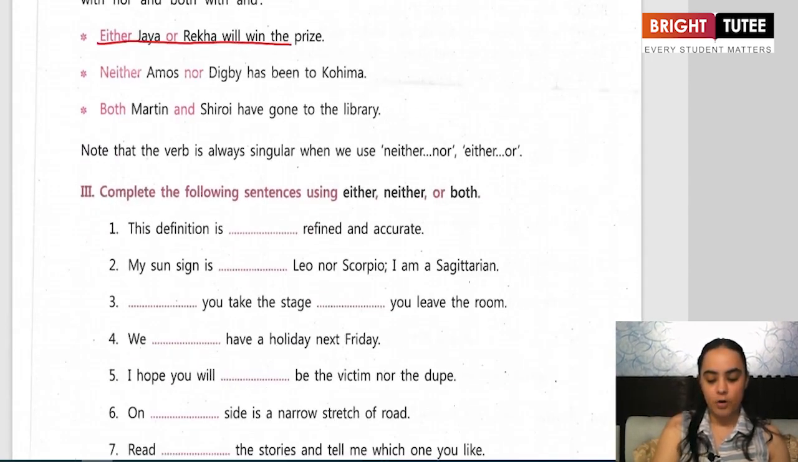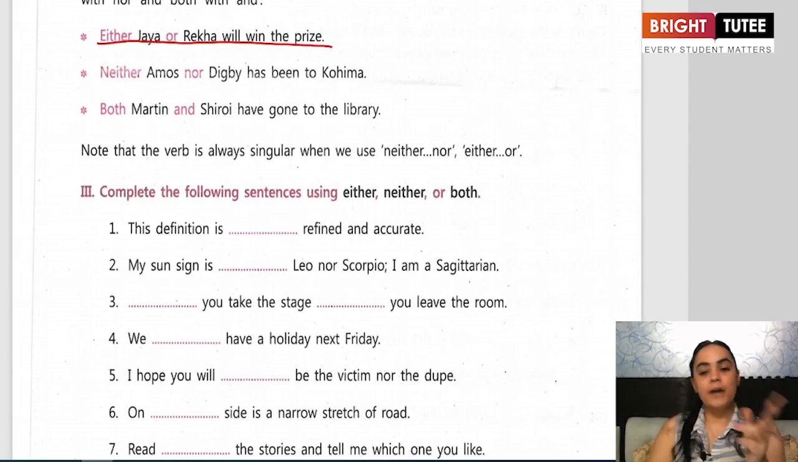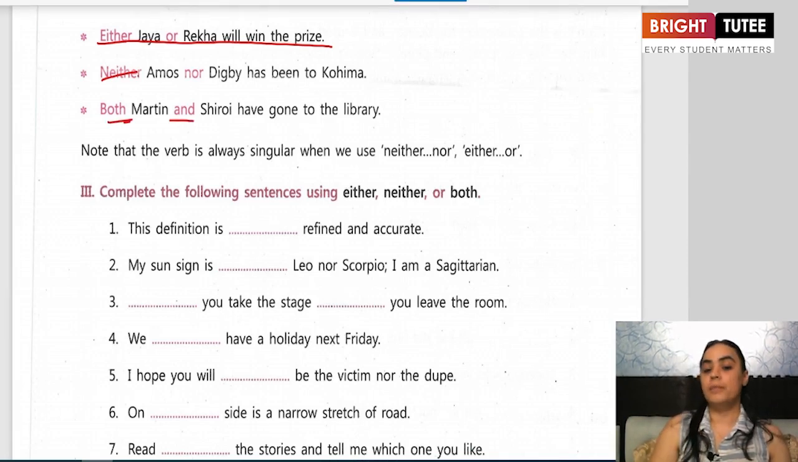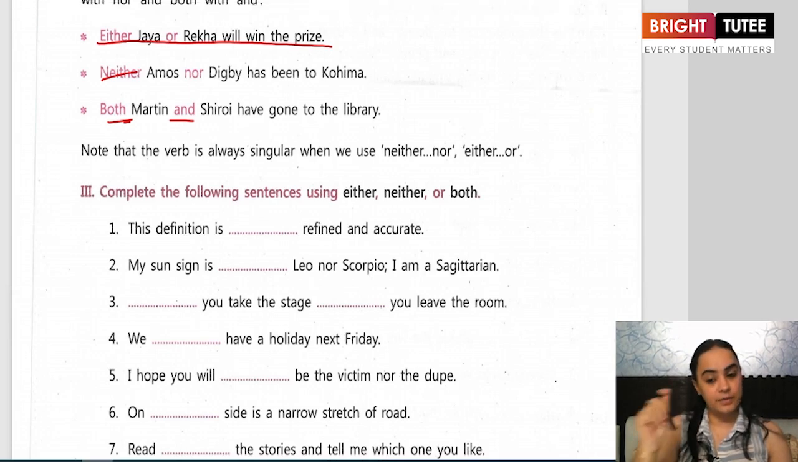Now there are a few examples also given to you. Either Jaya or Rekha will win the trophy, will win the prize. That means one of them is going to win it. Neither Amos nor Digby has been to Kohima. Neither one nor the other one. So that means nobody has been to Kohima. Both Martin and Shiroi have gone to the library. So both Martin and Shiroi means both of them have. It is a positive answer that both of them have been to the library.